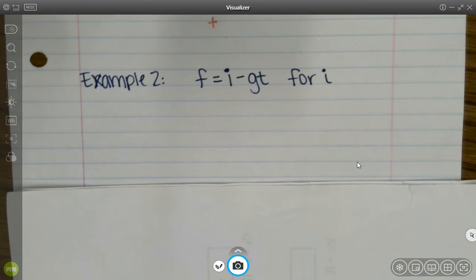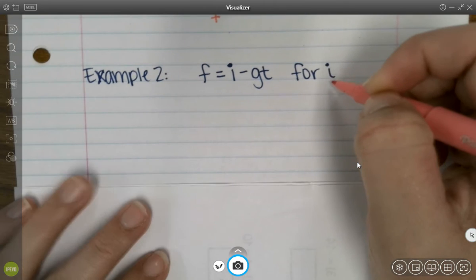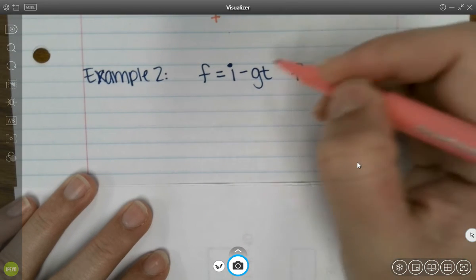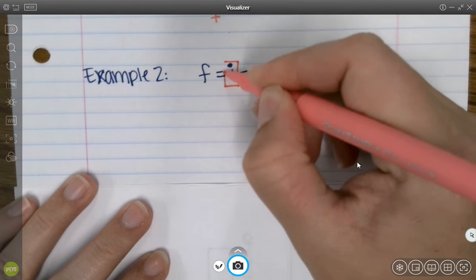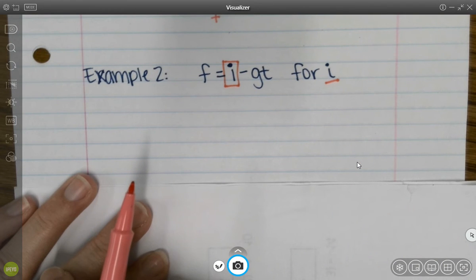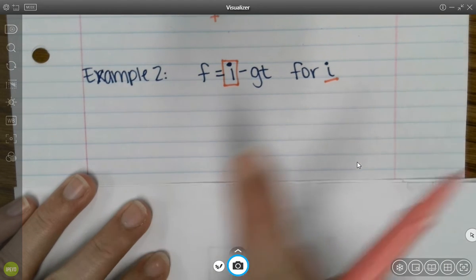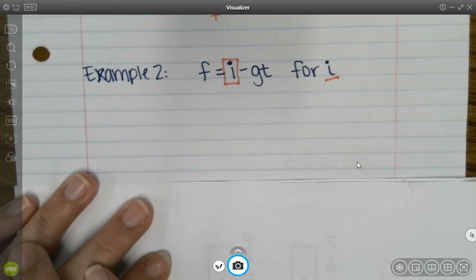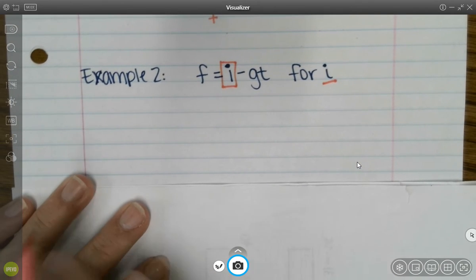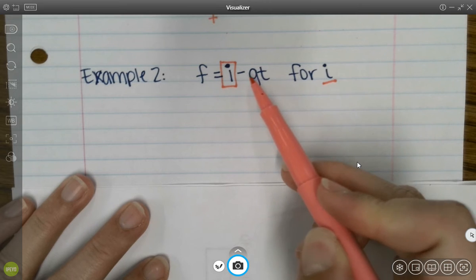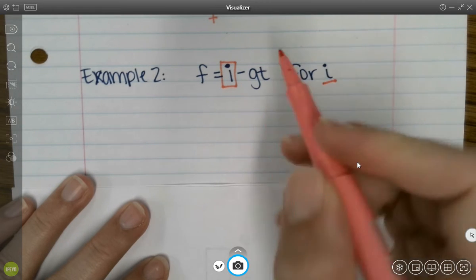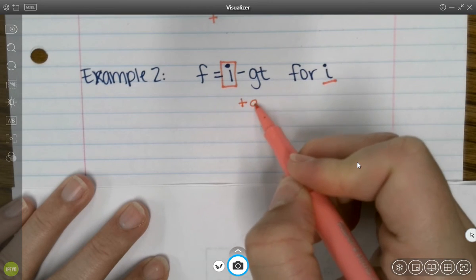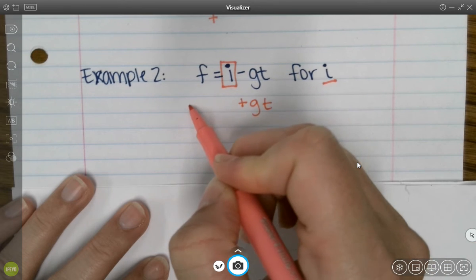We have f equals I minus gt. And I'm solving for I. So I'm going to put a square around the I, and I need to get it by itself. Currently, I have minus gt in the way. So to get this by itself, I'm going to do the opposite operation. The opposite of minus is plus. So I'm going to add gt to both sides.